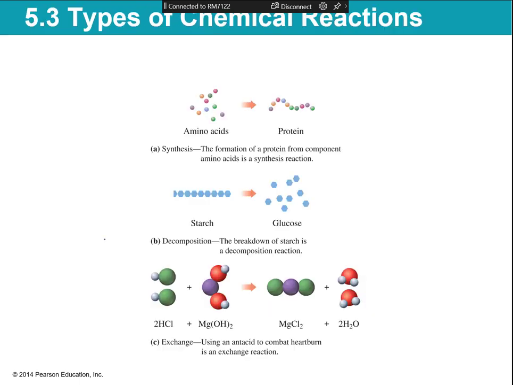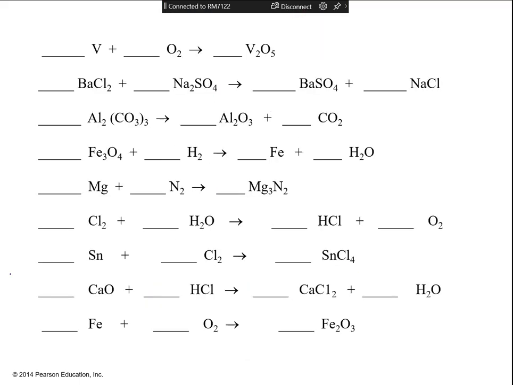So we'll look at some of these ones here. What is this first one? This is just based on these four: synthesis, decomposition, single displacement, or double displacement. Is it synthesis? It's synthesis. Remember the arrow is the divider. Do you see that I have two reactants, one product? This is synthesis. The only way it can be a single or double replacement is if I have equal numbers on both sides.